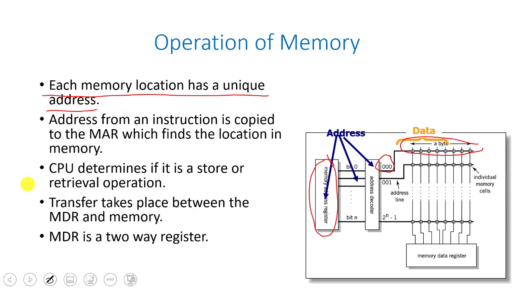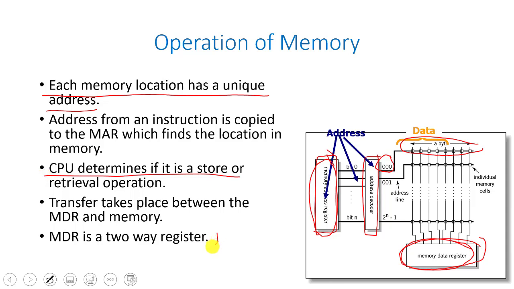We have the memory address register and the memory data register. We put the address on the memory address register. Then a decoder will decode this address and activate a particular cell which will send the information to the data register. All of this is controlled by the CPU. The CPU controls all of this information.